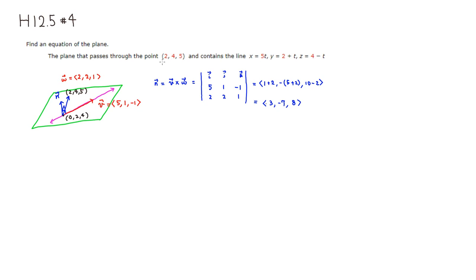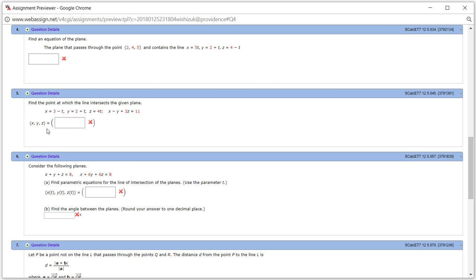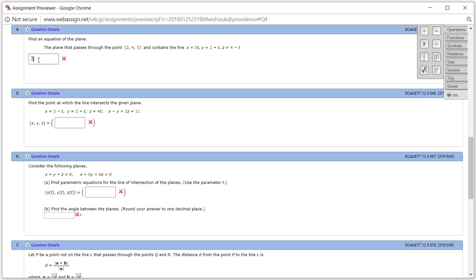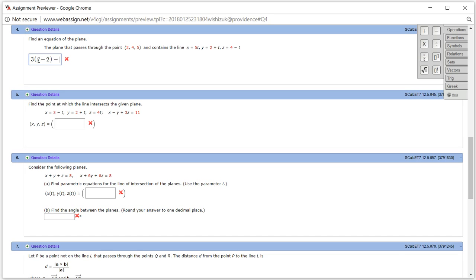So we found a normal vector, and we can use any of the points given. So why not just use (2, 4, 5)? The equation of the plane we're looking for would be 3 times (x minus 2), minus 7 times (y minus 4), plus 8 times (z minus 5), and this is equal to 0. Let's type it in.